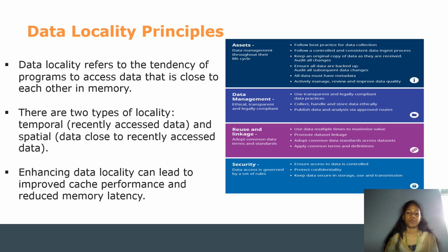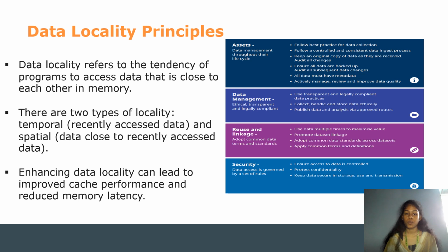Data locality principles. Data locality refers to the tendency of programs to access data that is close to each other in memory. There are two types of locality: temporal, recently accessed data, and spatial, data close to recently accessed data. Enhancing data locality can lead to improved cache performance and reduced memory latency. And here we can see some points of these data locality principles.